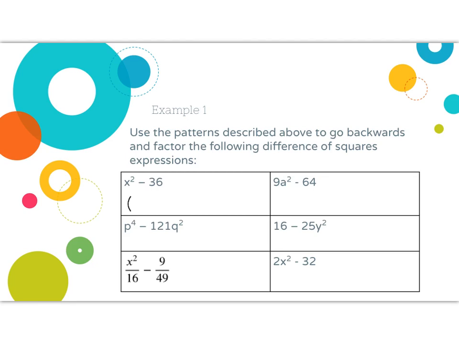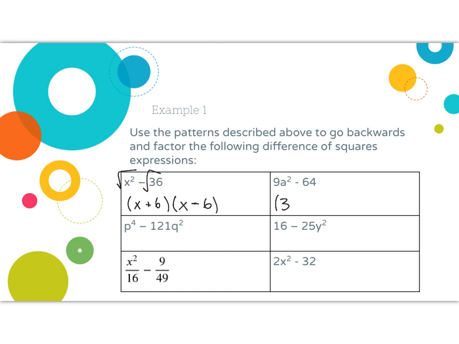So again, I'm always going to end up with two brackets where my terms are separated by a positive and a negative in between, or adding and subtracting. The first term will be the square root of x squared, which is x, and the square root of 36 is 6. So x plus 6 times x minus 6 will equal x squared minus 36. Pause the video and go ahead and try all of these. I'm just going to quickly go ahead and finish them up here.